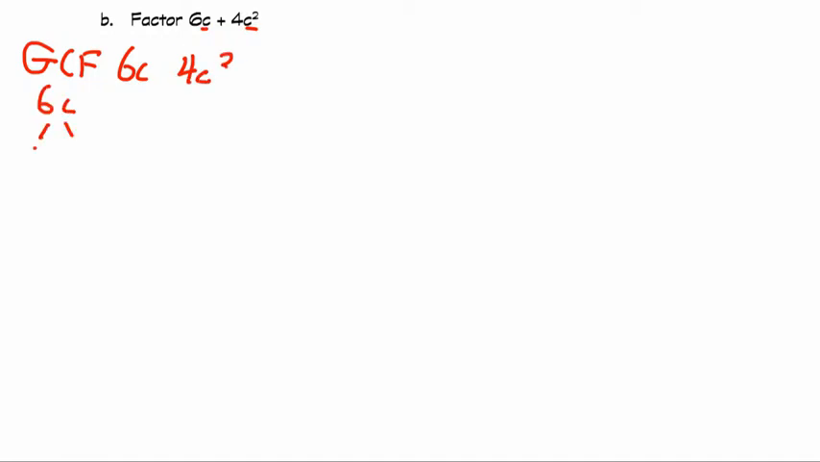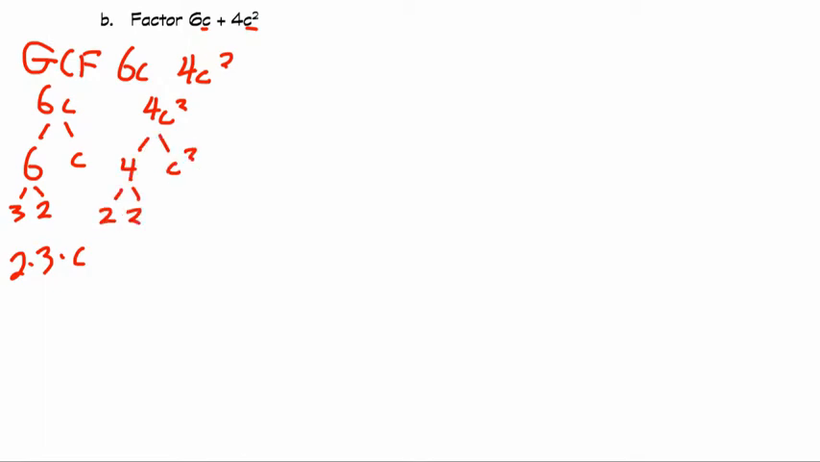6c can be broken down into 6 times c, where 6 is 3 times 2. So this gives us 2 times 3 times c. 4c squared becomes 4 times c squared, and 4 is 2 times 2, c squared is c times c. So the prime factorization for this is 2 times 2 times c times c. So our greatest common factor is 2c.